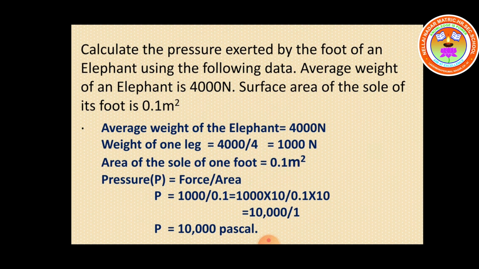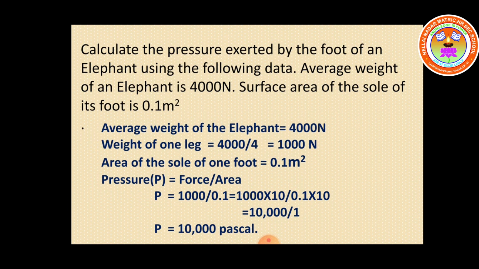Now let us discuss one small problem. See the problem: calculate the pressure exerted by the foot of an elephant using the following data. Average weight of an elephant is 4000 Newton. Surface area of the sole of the foot is 0.1 meter square. So what is given in the problem first? Here the weight of an elephant is given. The weight is nothing but the gravitational force acting on an object, that is called the weight. So the gravitational force is acting here. So here also what?